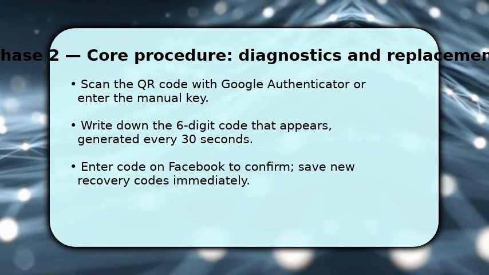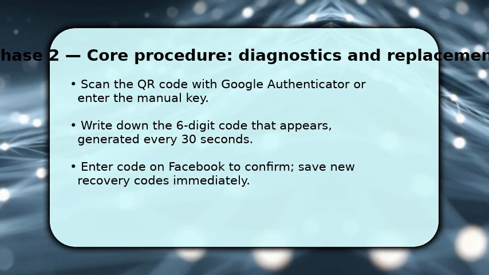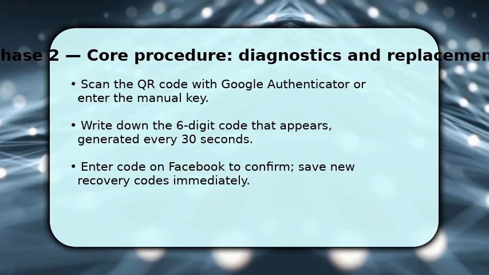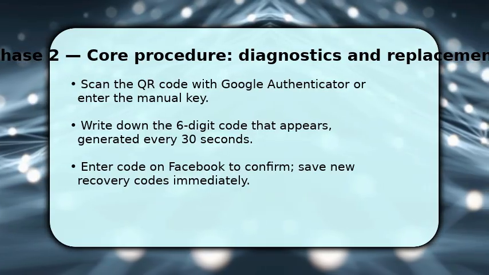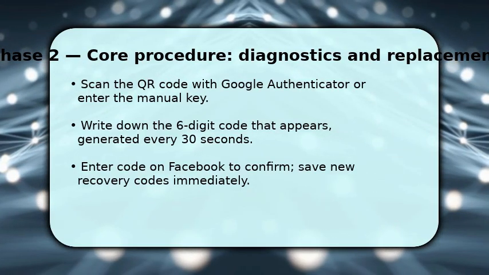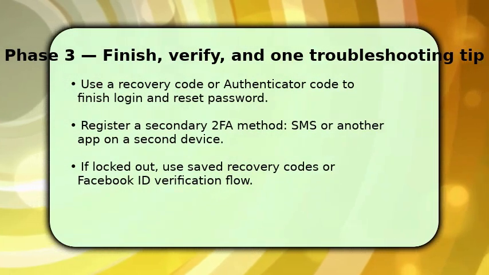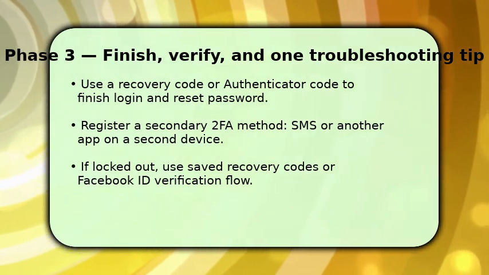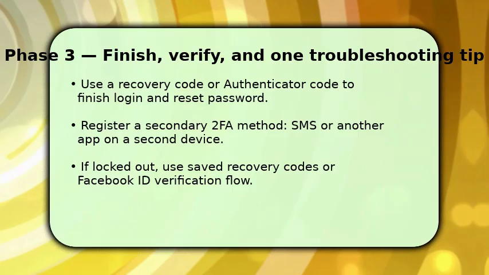Expect immediate confirmation. Make sure to save the provided recovery codes or print them. These codes let you regain access if your phone is lost, so treat them like a backup key. Finish by using either the Authenticator 6-digit code or one of the saved recovery codes to complete the Facebook login and reset your password if needed.